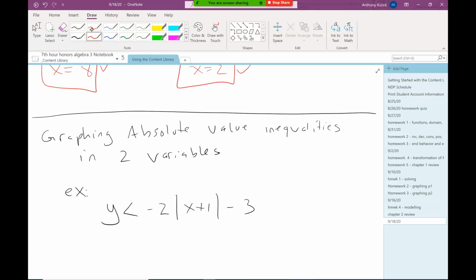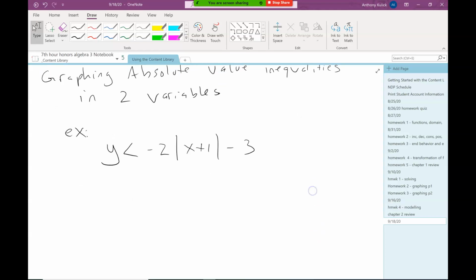Now, the procedure for graphing something like this and just graphing an absolute value function is very similar. In fact, it's going to be identical until there's 2 little things at the very end that differ, but it's largely the exact same process. So we'll just start by pretending that we have y equals, instead of an inequality. So we're just going to pretend that we have a function instead of an inequality.